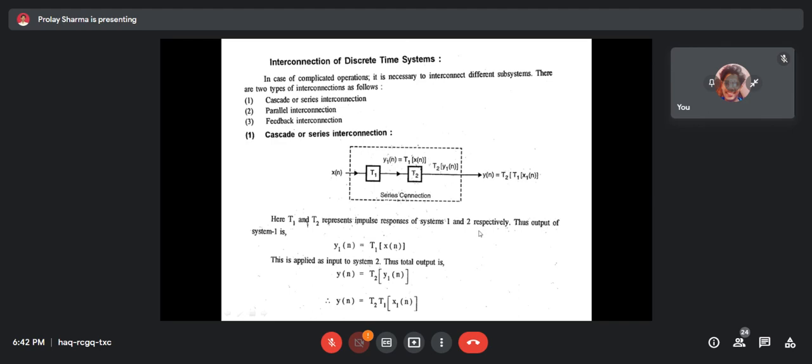Now, interconnection of discrete time systems. One is cascade. Cascade is this.